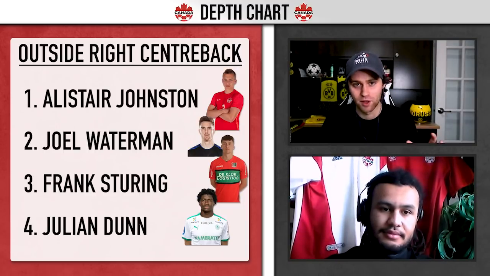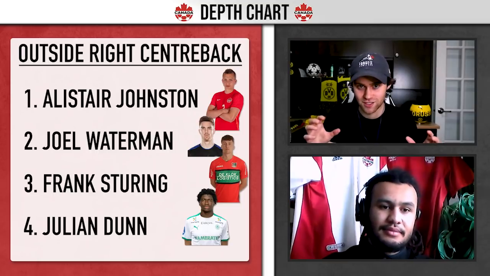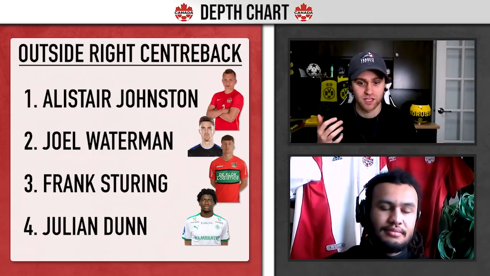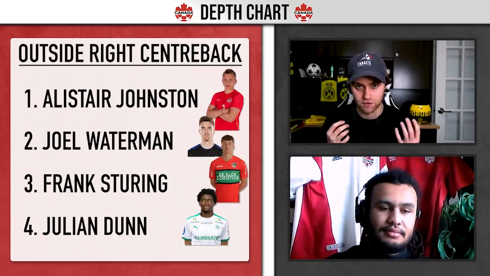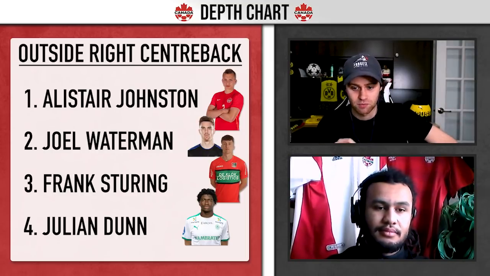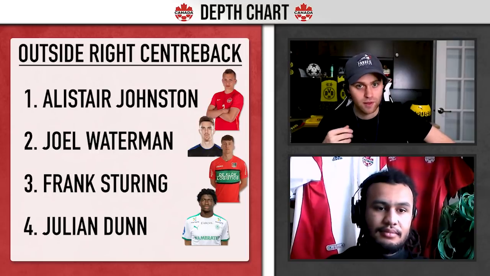mean, you have Kamal Miller out at the outside left, you have Alistair Johnston at the outside right. I see Waterman get put in towards the middle, where his speed can be utilized a little bit more, having the coverage of Kamal Miller and Alistair Johnston. But just for the time being in our depth chart, it made sense to put him there and allow, hopefully, Dunn to develop, like you said.